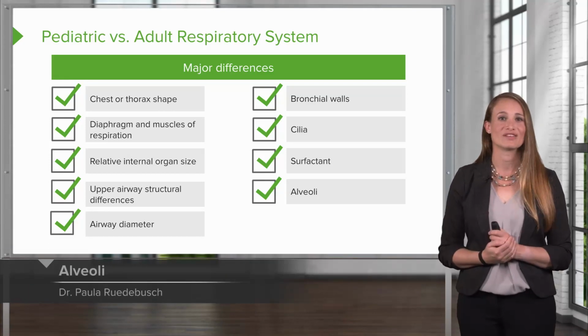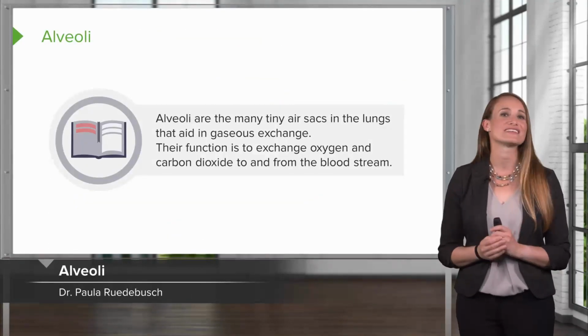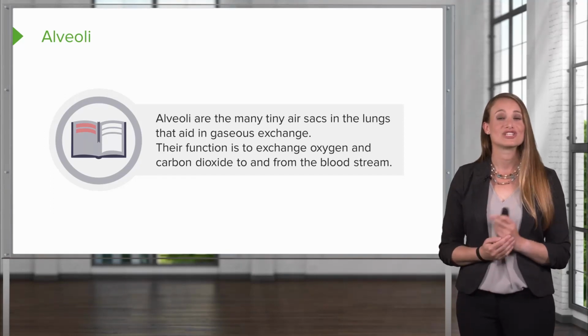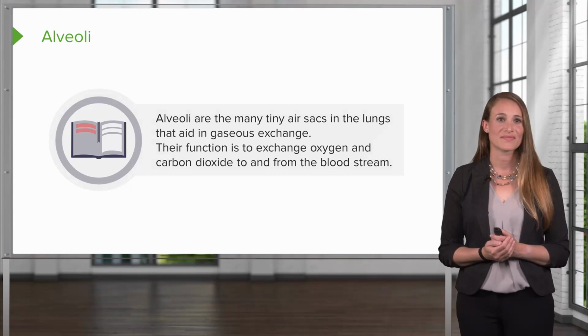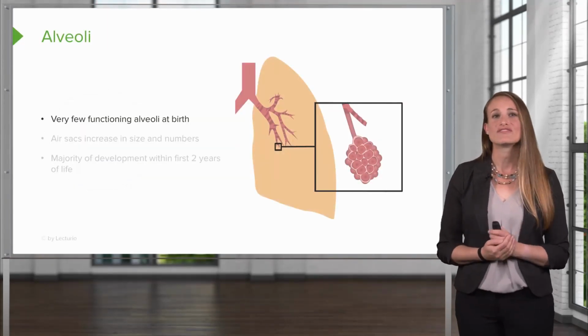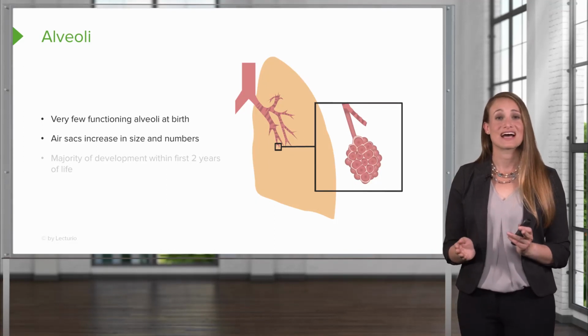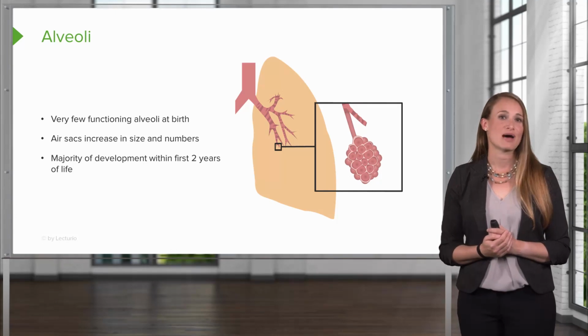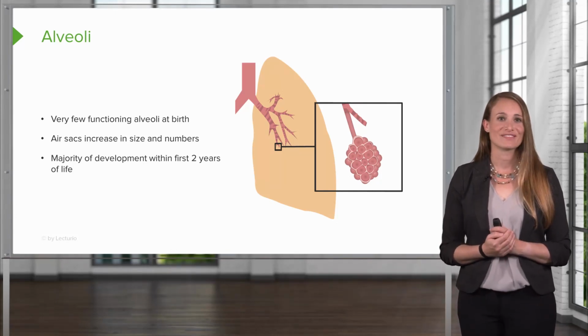Now let's talk about the alveoli. These are the tiny air sacs in the lungs that aid in gaseous exchange. Their function is to exchange oxygen and carbon dioxide to and from the bloodstream. There's very few functioning alveoli at birth, and these air sacs are going to increase in size and numbers as the baby matures. The majority of development happens within the first 2 years of life.